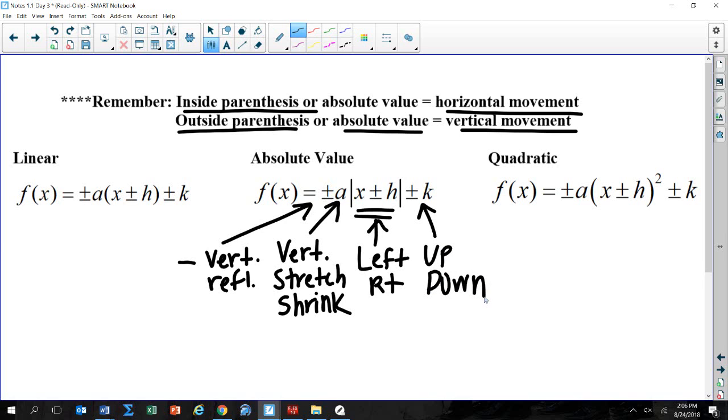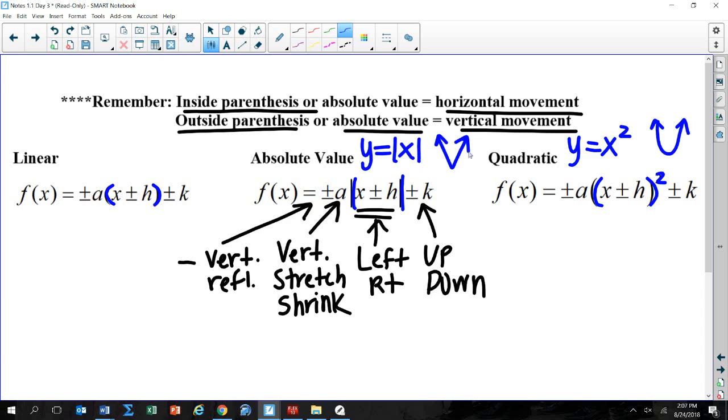Does everyone see the relationship between absolute value, linear, and quadratic? Look how similar all of those equations look. Really, the only difference is, for absolute value, I see absolute value bars. For linear, I see parentheses. And for quadratic, I see parentheses squared. But everything else looks the same. So if you see a squared, you're going to use a quadratic parent function. That's the U shape. If you see an absolute value bar, you're going to use the absolute value parent function. That's the V shape. If you see neither the square or the absolute value, then it's got to be linear. And linear is y equals x parent function. Remember, linear is just a line.